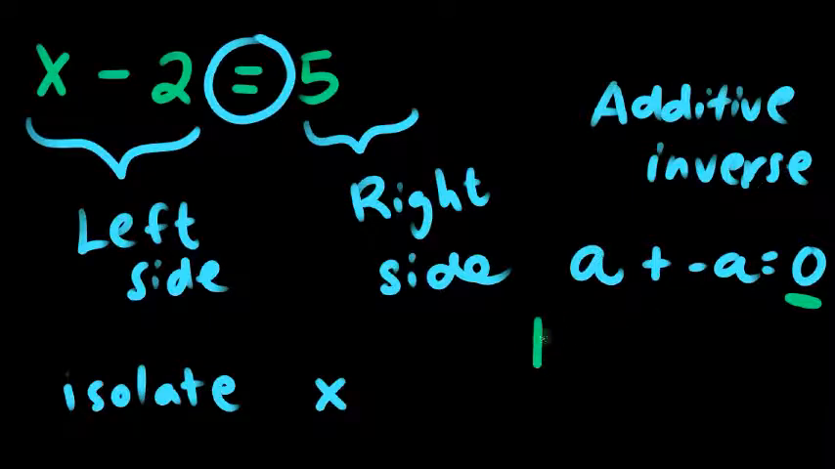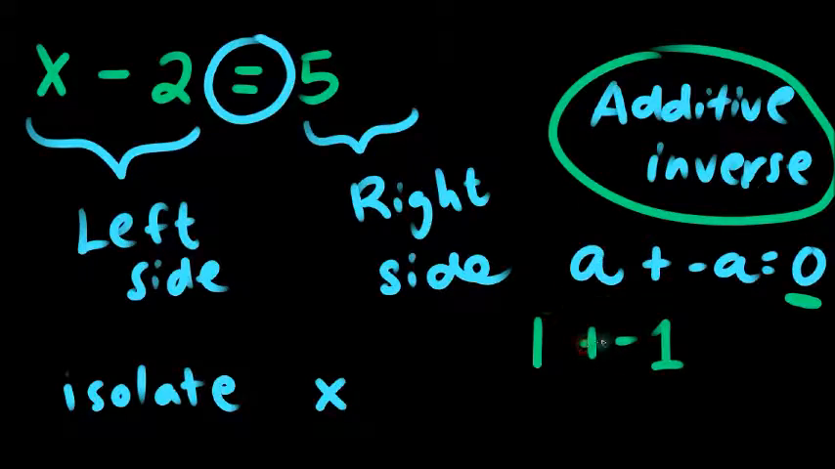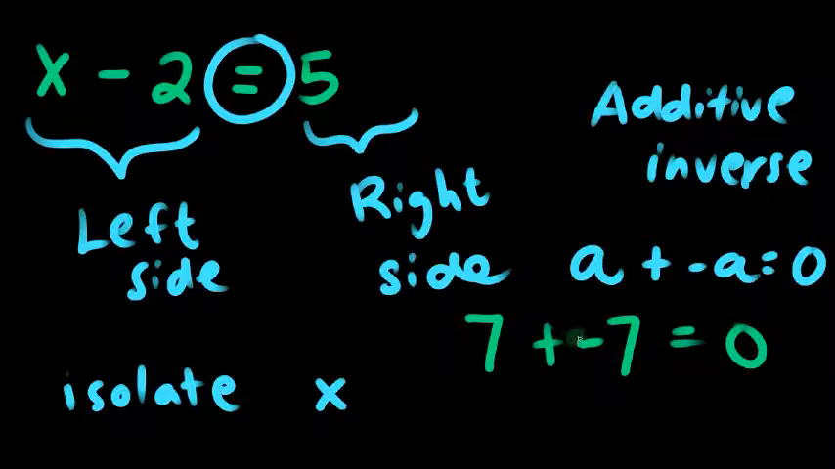For example, for positive 1, the additive inverse is simply negative 1, and if we add these two numbers, we get 0. In that context, I want you to realize that all real numbers have their own additive inverse. Another example: you have positive 7. The additive inverse of this is simply negative 7, and if we add them, we get 0.